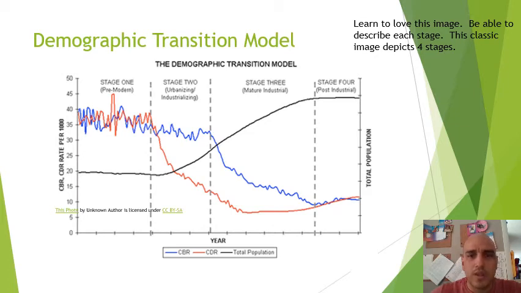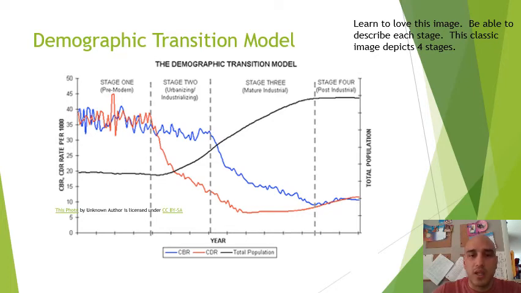Population is low. In stage 2, we're going to call this the pre-industrial. This one we're going to be calling the transitional. This one is going to be called the industrial, and this is going to be called the post-industrial. Stage 2, birth rates remain high, death rates start to fall, population starts to climb.